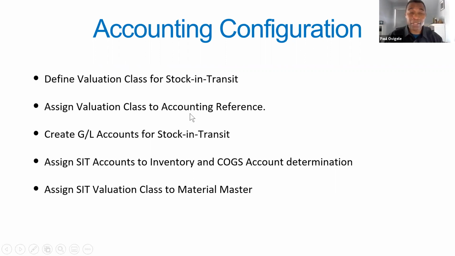Create a valuation class for SIT, assign it to an accounting reference, create GL accounts for SIT, assign the SIT accounts to inventory and COGS, I'll explain that later, and then assign the SIT valuation class to the material master. You'll see that for this SIT functionality, most of the work is in logistics. Accounting, there's not much setup.